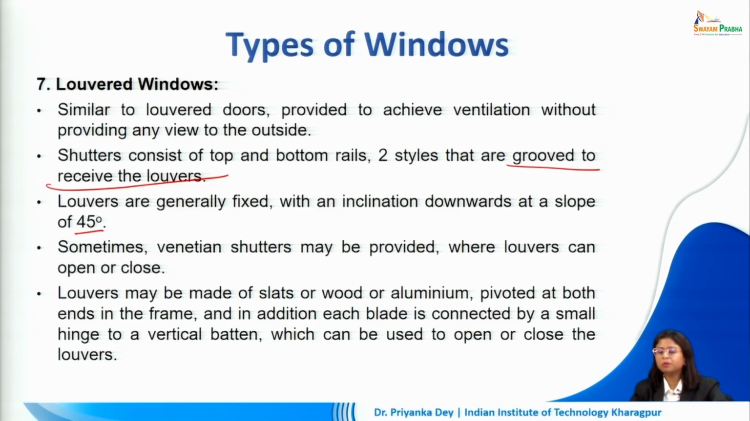So the louvers may be made up of slats of wood or aluminium. They may also be made of glass. They are pivoted at both ends in the frame, and in addition each blade is connected by a small hinge to this vertical batten we were talking about, which can be used to open or close these louvers.